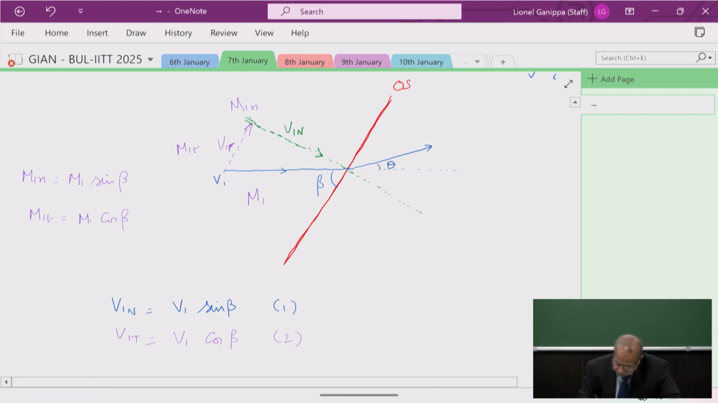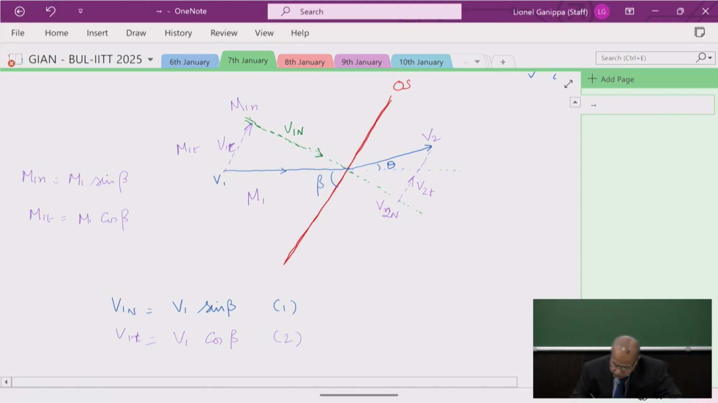So here is V2, here it is V2n, and here it is V2 tangential component. It doesn't matter whether you use capital or small letters here. Now, when we are trying to work out the components, we are more concerned about the flow which has turned relative to the shock wave.